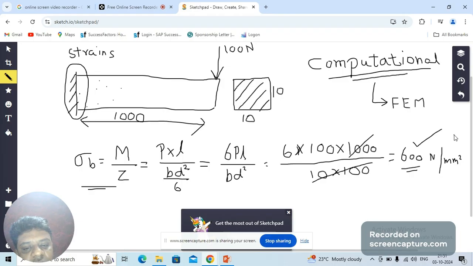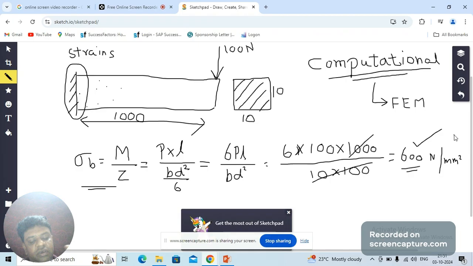So what you are trying to do is analyze these complicated experiments numerically using computers. Why not go for the analytical method? Again, analytical methods are confined only to simpler geometries and simpler loading and boundary conditions. You cannot try the same thing using complicated boundary conditions, loading conditions, and complicated geometrical shapes. So these two methods, the experimental method and the analytical method, have limitations.